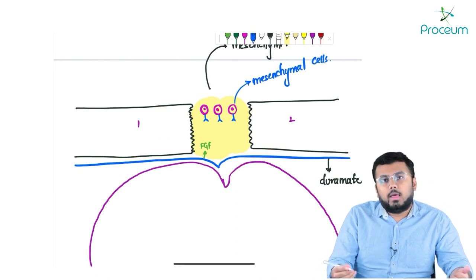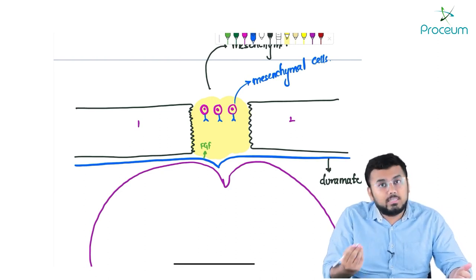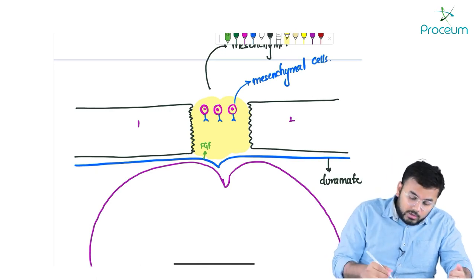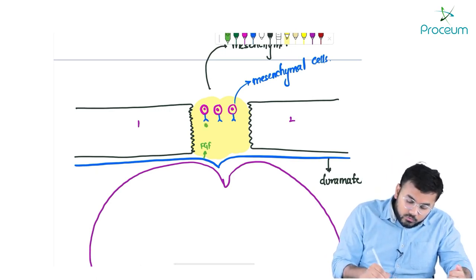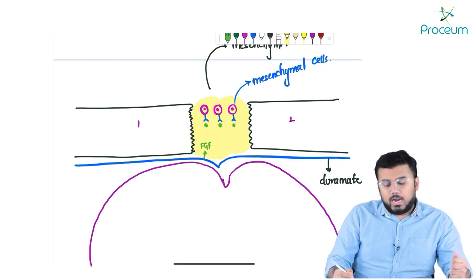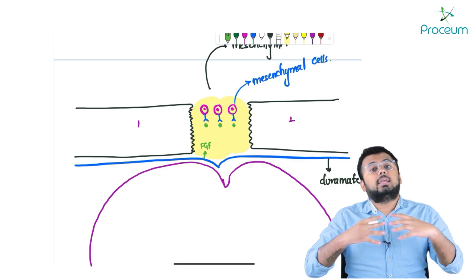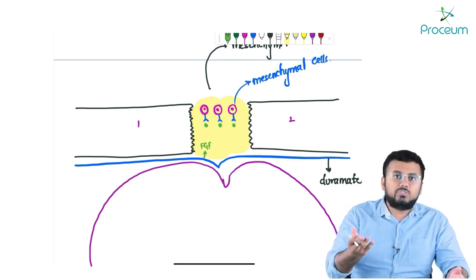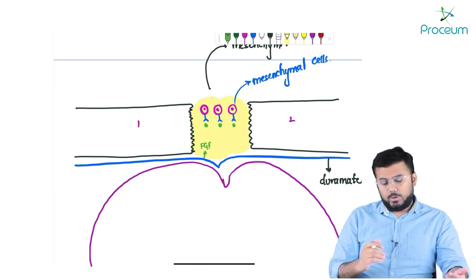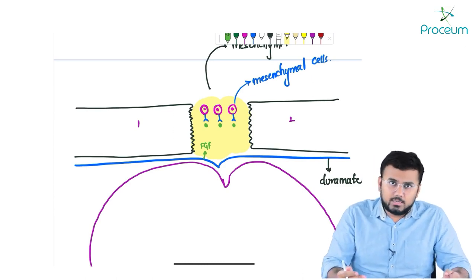These receptors are called fibroblast growth factor receptors. So what will this fibroblast growth factor do? It will attach to these fibroblast growth factor receptors. The moment it attaches, mesenchymal cells get activated. This is one kind of signaling the dura mater is giving to the mesenchyme. Yes or no? The dura mater is sending a signal to the mesenchyme.